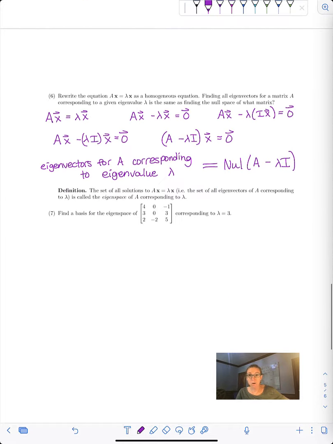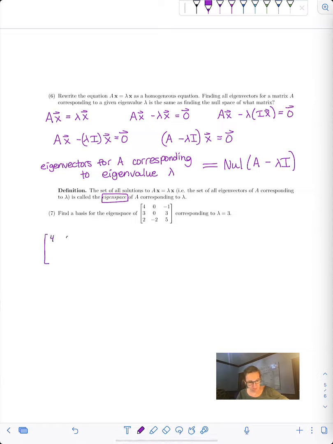Okay, so we can use what we're used to doing to find the null space, and in fact the null space is often referred to as the eigenspace. So finding all the eigenvectors corresponding to lambda is equal to finding what's called the eigenspace corresponding to lambda. And it is a subspace, so let's do that for this particular situation.